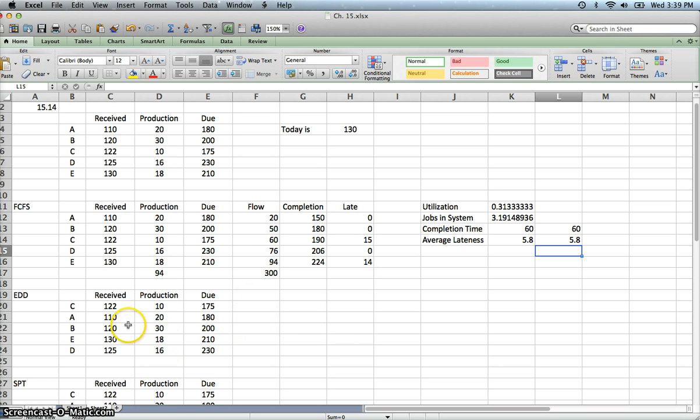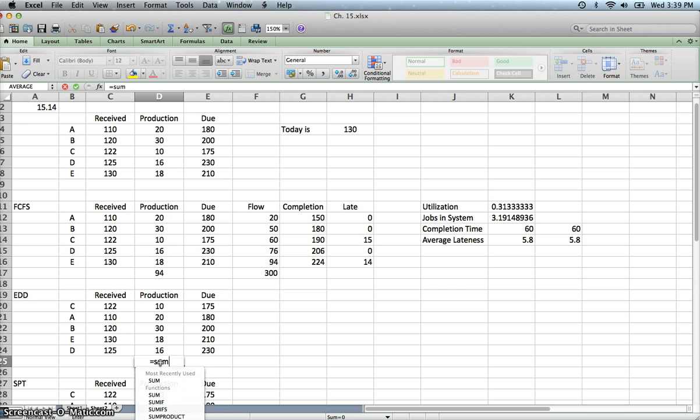Now let's do earliest due date. Now what I did is I just made a copy of the list up here, but instead of looking in order from the first come first serve, I sorted it based on the earliest due date. So 175 job C is the earliest due date and job D is the latest due date. And so once again, we will need to know our process time, but that won't change. We could have kept using the same one.